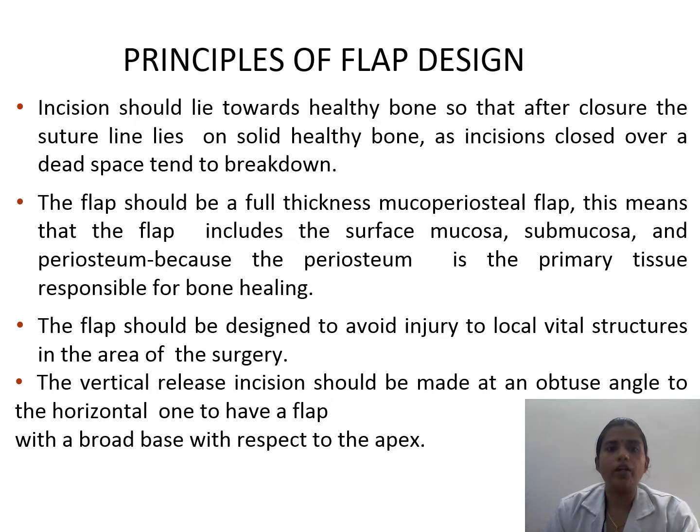The incision should lie towards healthy bone so that after closure the suture lies on solid healthy bone, as incisions over closed dead space tend to break down. The flap should be a full thickness mucoperiosteal flap. This means that the flap includes the surface mucosa, submucosa and periosteum, because the periosteum is the primary tissue responsible for bone healing. The flap should be designed to avoid injury to local vital structures in the area of surgery. The vertical releasing incision should be made at an obtuse angle to the horizontal one to have a flap with a broader base with respect to the apex.